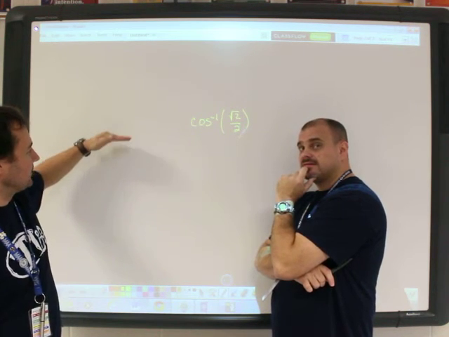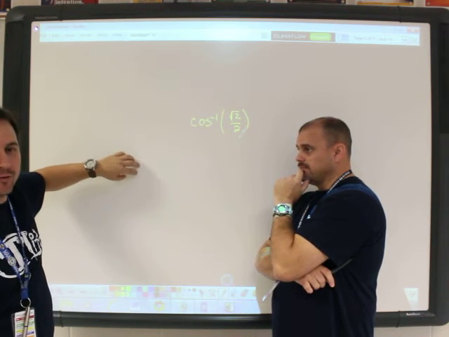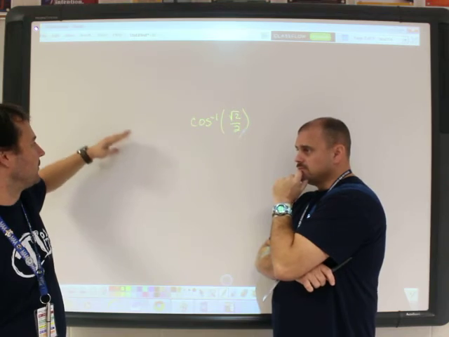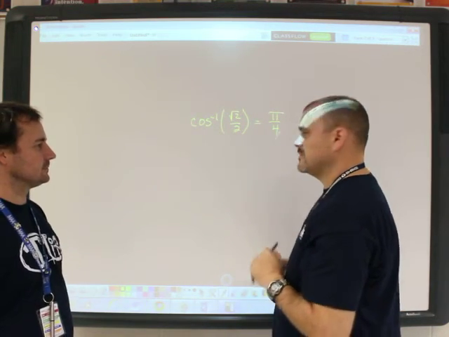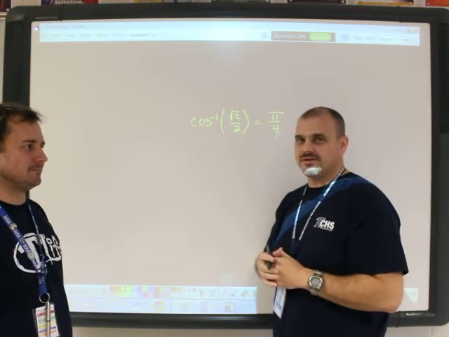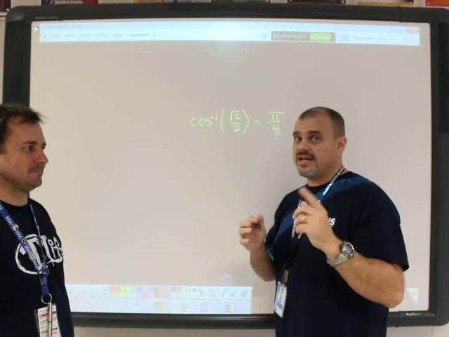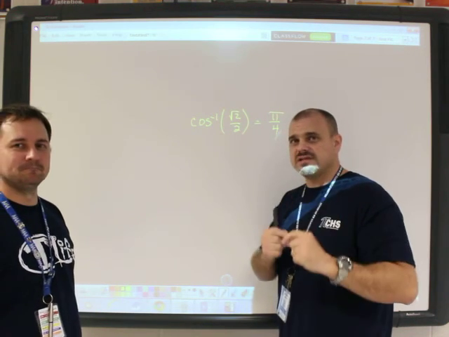But we're restricted from 0 to pi. So we have to throw out that 7 pi over 4 and just keep the pi over 4. Now you're seeing why we get to use those restricted domains. I didn't get to include 7 pi over 4 in my answer. All right guys, that's where we're headed, doing a little bit of inverses on sine, cosine, and tangent.